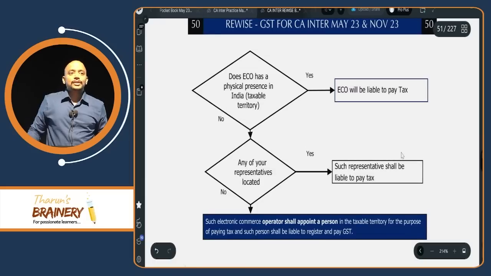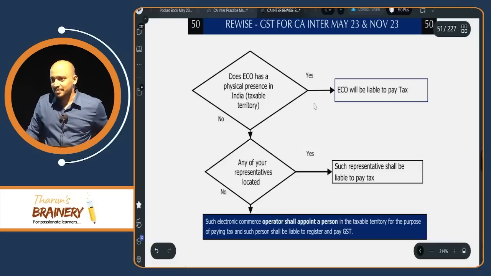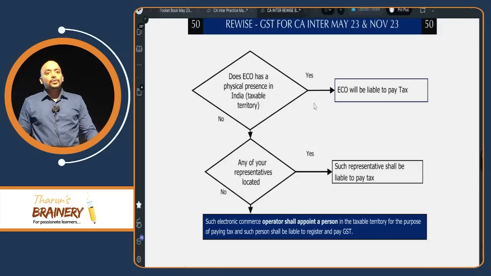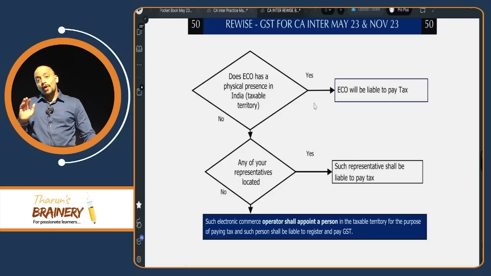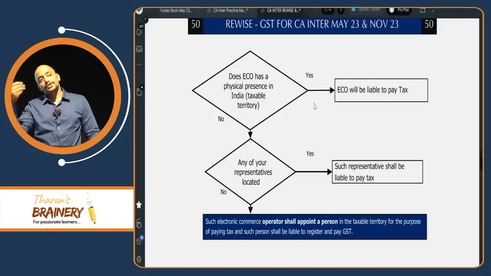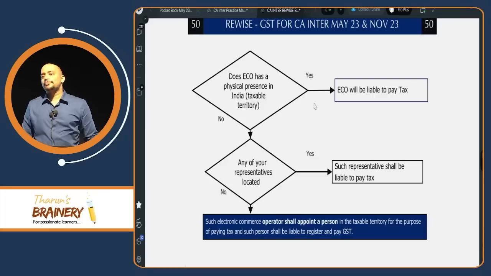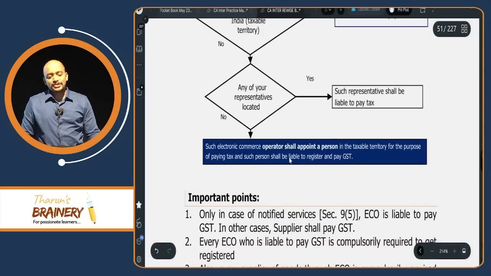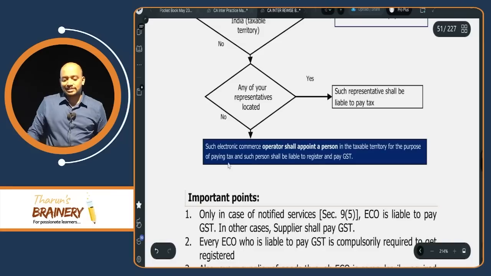For example, you take Uber. Uber is not having physical presence in India. Ola is having physical presence in India, so they will register and pay. Uber is not having physical presence in India, but they have a representative office in India. So that representative office will register and pay GST. What if they don't have a representative office also? Then they should appoint a representative for the purpose of payment of GST. See this. Such an e-commerce operator shall appoint a person in the taxable territory for the purpose of paying tax, and such person shall be liable to register and pay tax.